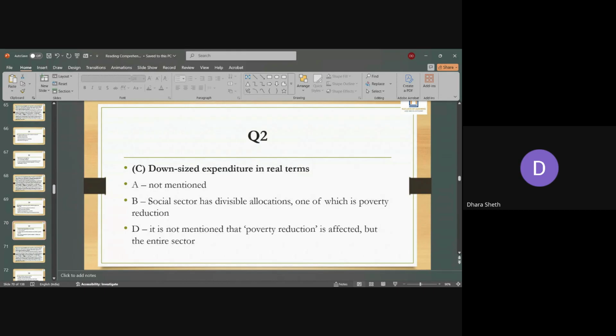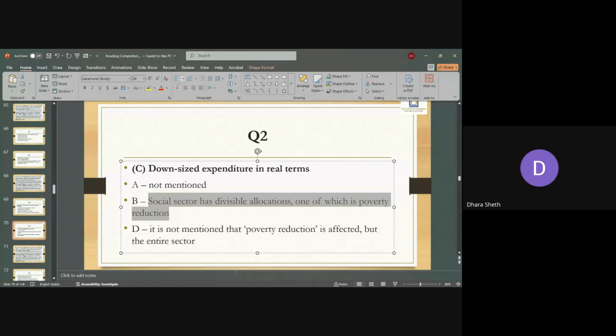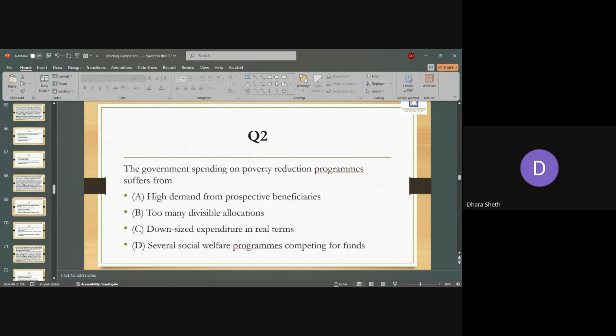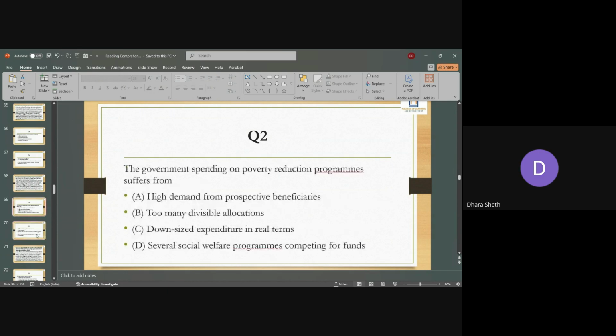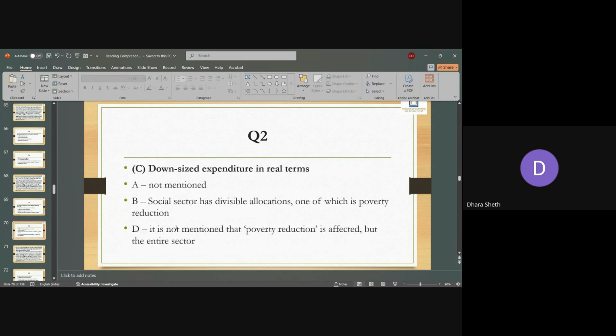Okay. Social sector has many divisible allocations. And out of this divisible allocations, one division is poverty reduction. Poverty reduction does not have many divisible allocations. So that is why B will not be the answer, because the option given here is for poverty reduction programs, too many divisible allocations are there. And even if we talk about social sector, that will not be the primary reason.